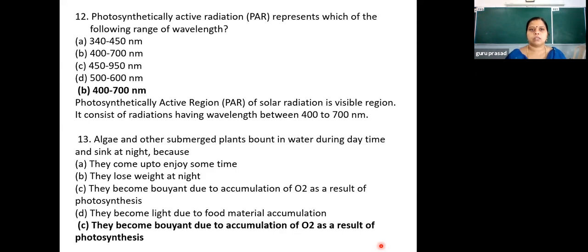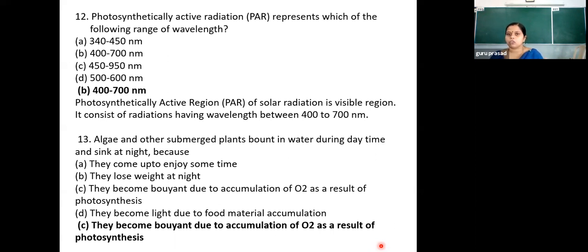Next question. Photosynthetically active radiation, that is PAR, represents which of the following ranges? We have discussed different pigments, isn't it? Which are the different pigments? Chlorophyll A, chlorophyll B, carotenoids, xanthophylls. Among them, they have the absorption capacity at different nanometers. Altogether, it comes under a spectrum of wavelength absorption from 400 to 700.